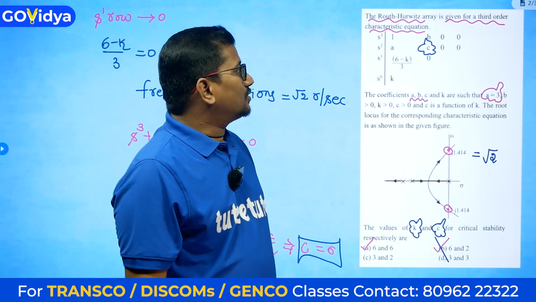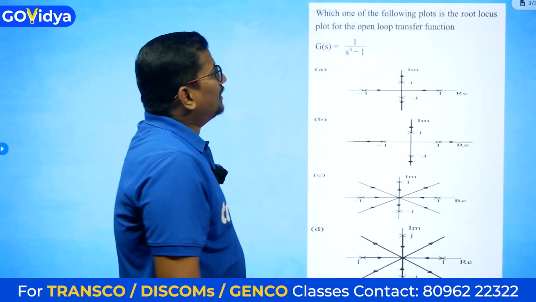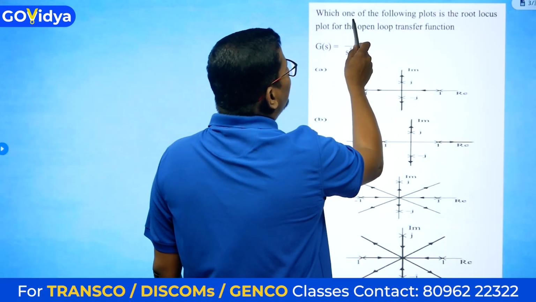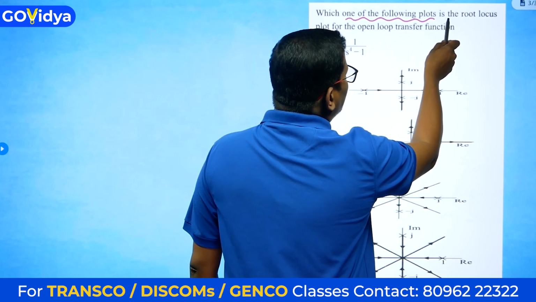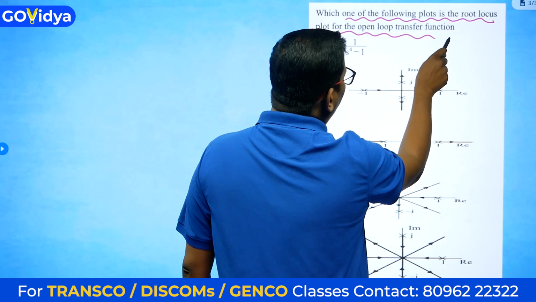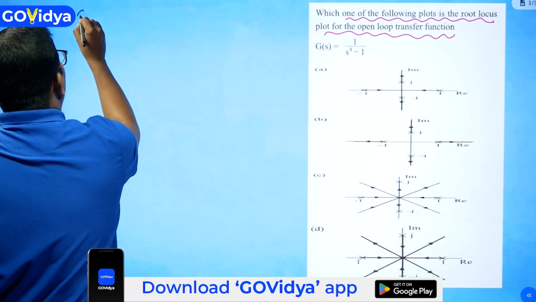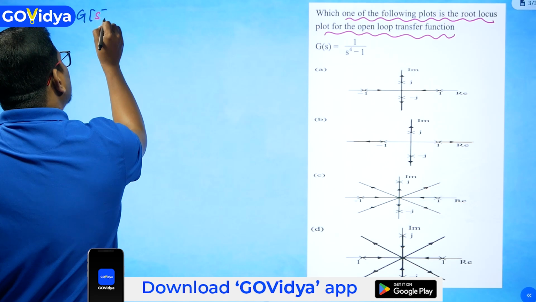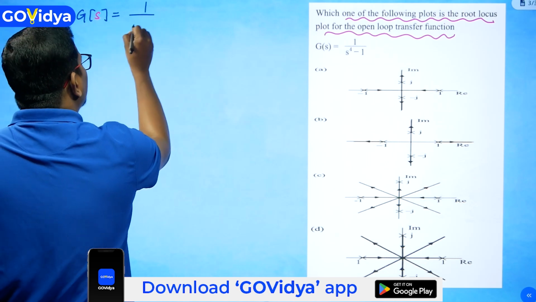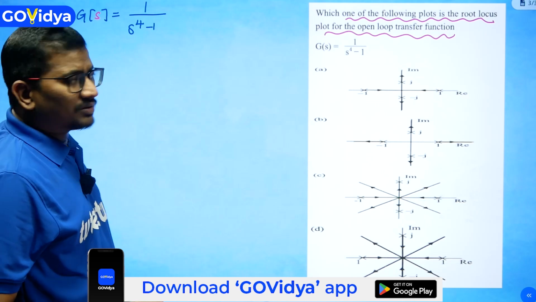Okay. So now let us see another question. Now read the question properly. Which of the following plots is the root locus plot for the open loop transfer function given as? What is the open loop transfer function? Can I say G(s) is equal to 1 upon s power 4 minus 1?